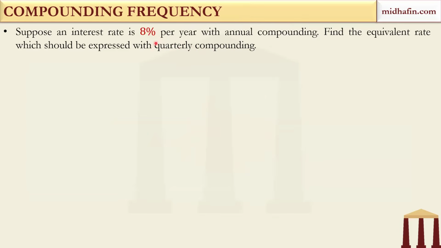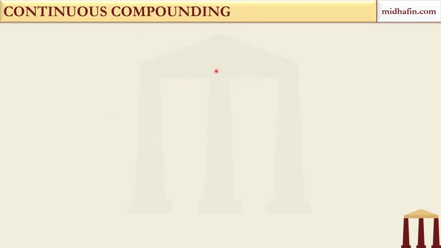This is the kind of question that can be asked. The interest rate will be given with annual compounding, and you have to convert it into quarterly compounding. So again, you have to identify your M1. This is your M1, annual compounding. You have to convert it into quarterly compounding, so M2 is 4. R1 is also given, 8%. You have to find out R2. You can use this formula and get your answer, or you can use logic.